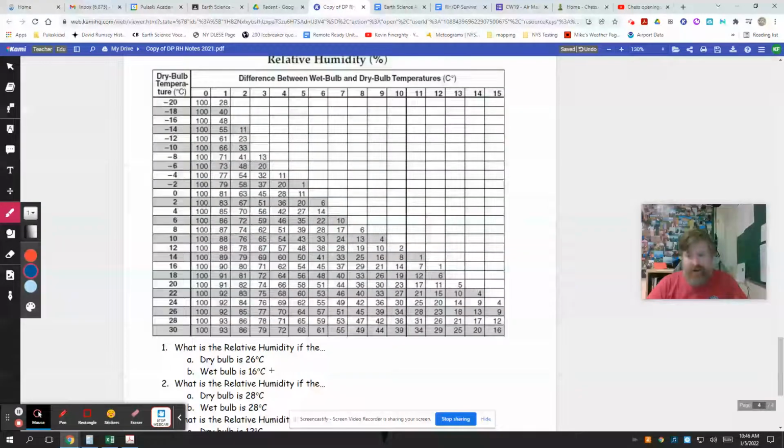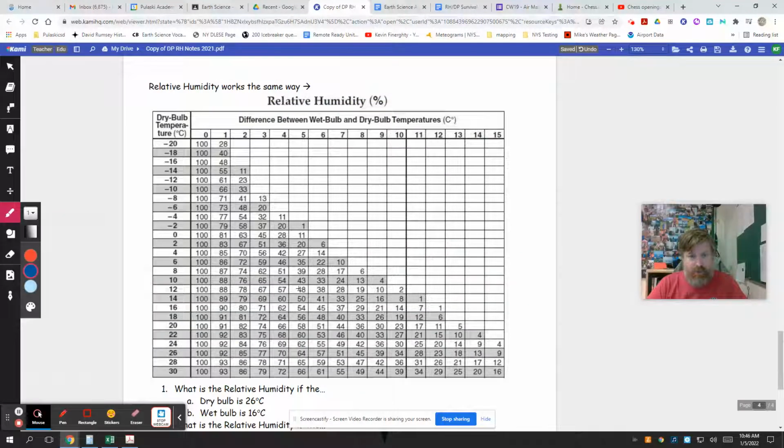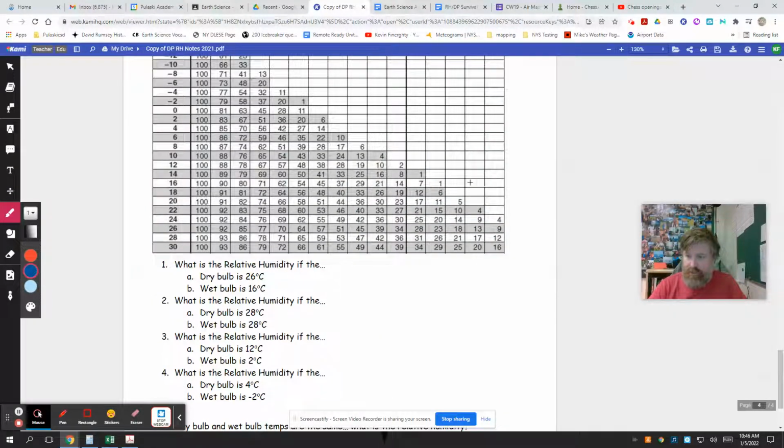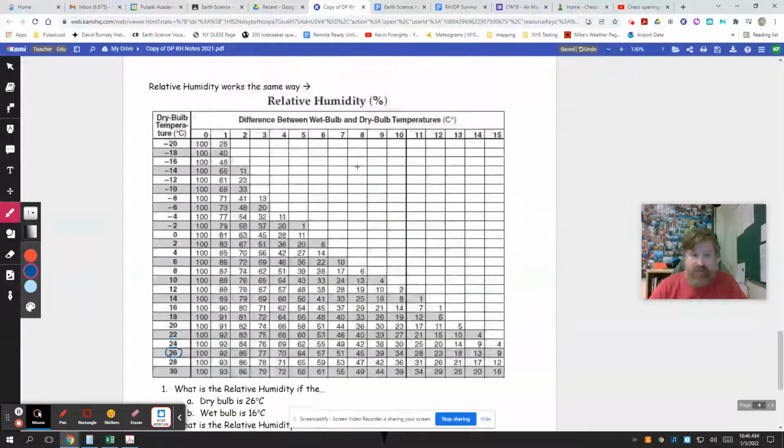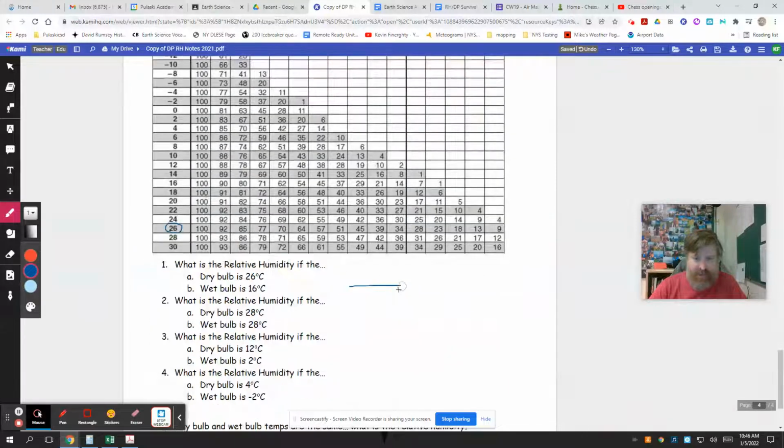Okay? Then, good news, bad news, whole new reference table to learn. That's the bad news. Good news is it works exactly the same. Put your dry bulb temp over here, put your difference at the top, see where they meet. All right? So, we're all rookies. I'll help you out with the first one again. Dry bulb was 26. Wet bulb went down to 16. In other words, it went down by 10. See where 26 and 10 meet, and give me that answer.